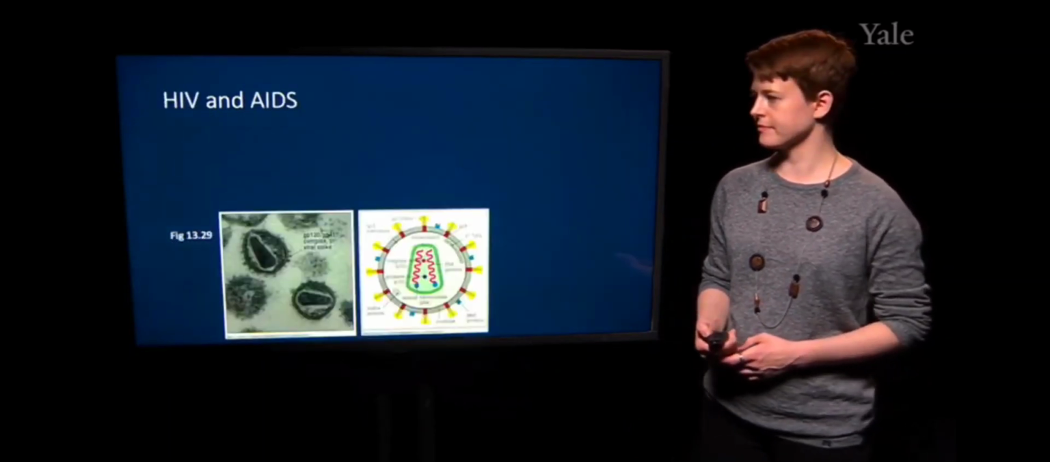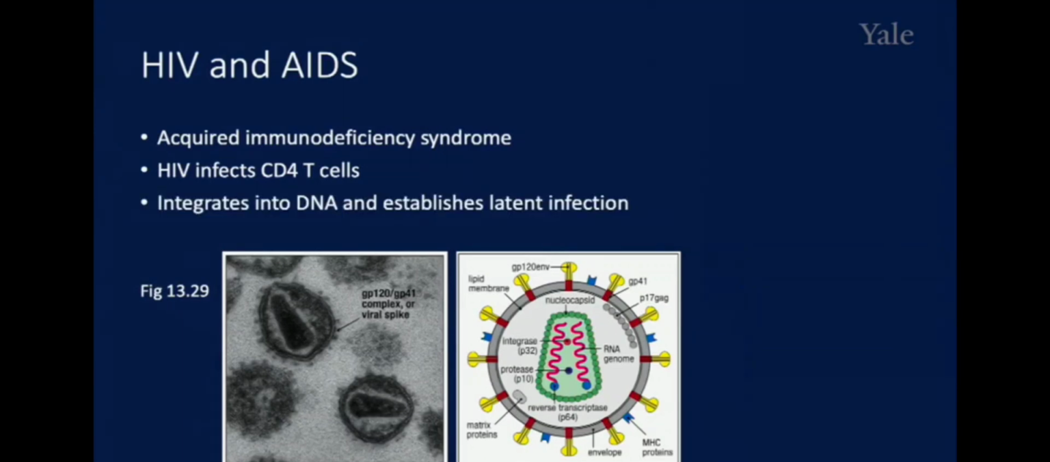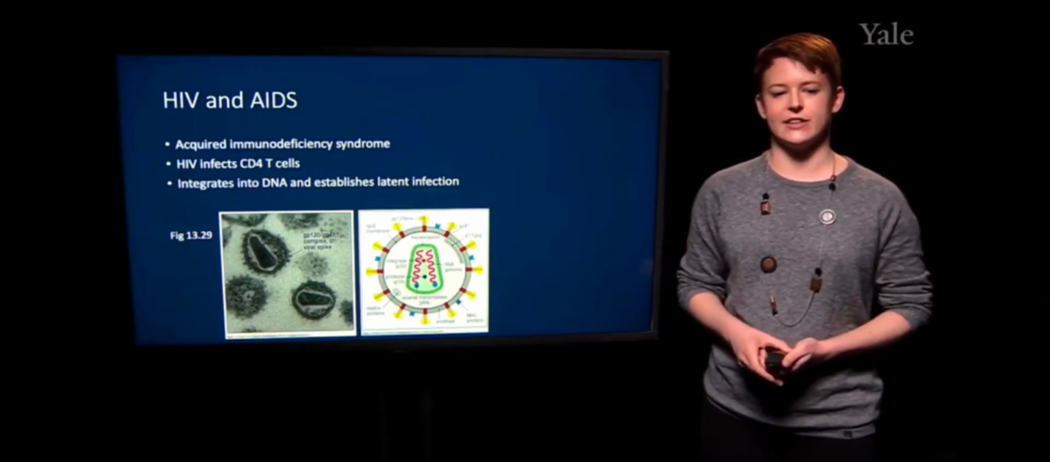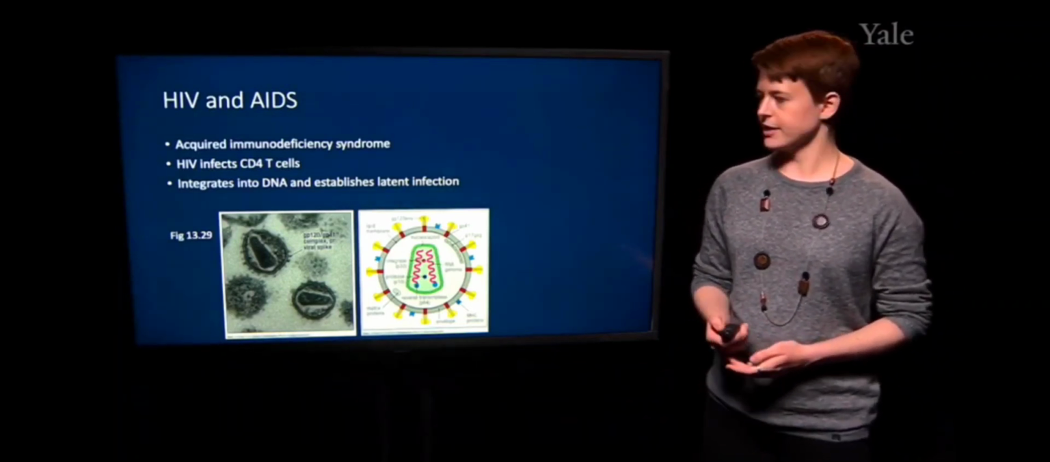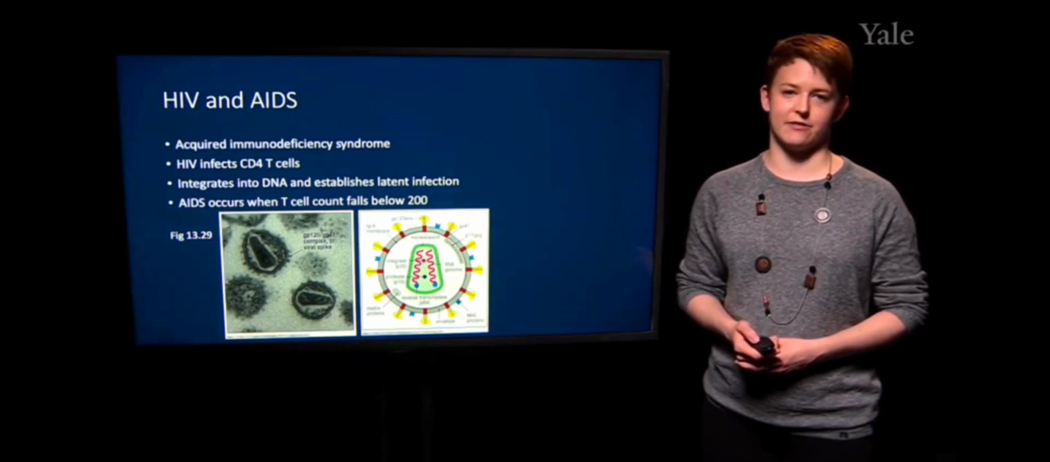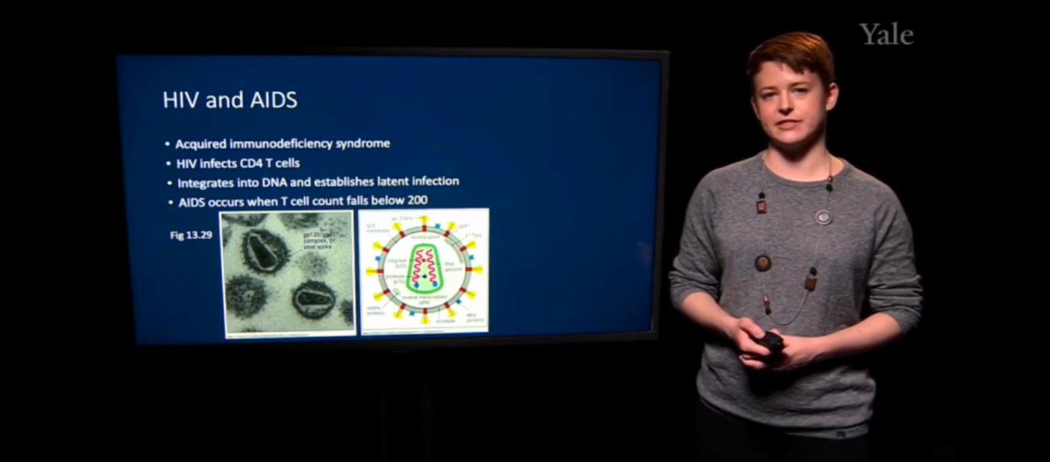So what is HIV and AIDS? AIDS stands for Acquired Immunodeficiency Syndrome. And HIV actually infects CD4 positive T cells. This is really important for how it ends up causing immunodeficiency. The virus, which you can see a schematic of here, is a retrovirus that will integrate its genome into the host genome. And this leads to a latent infection. AIDS actually occurs when the T cell count falls below 200 in the blood. And this is considered a very low number of T cells and will lead to immunodeficiency, as we'll talk about.